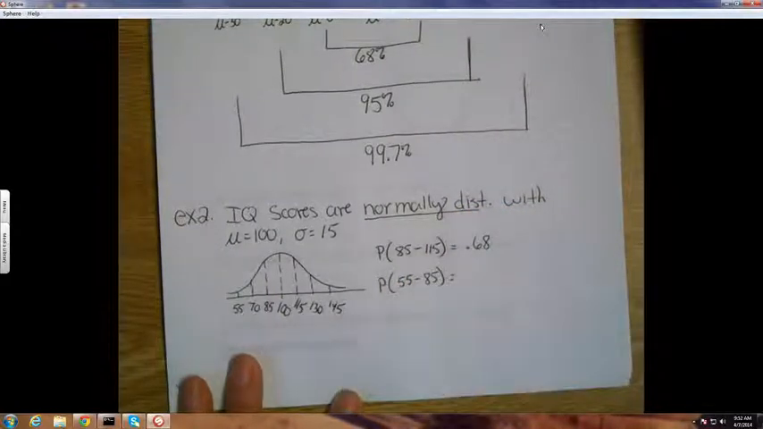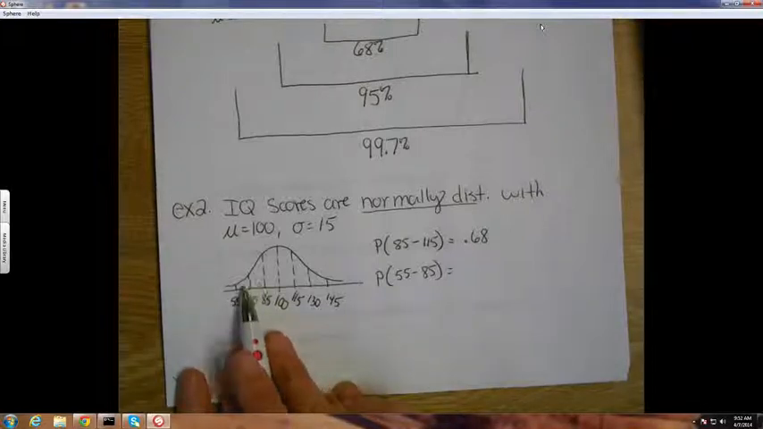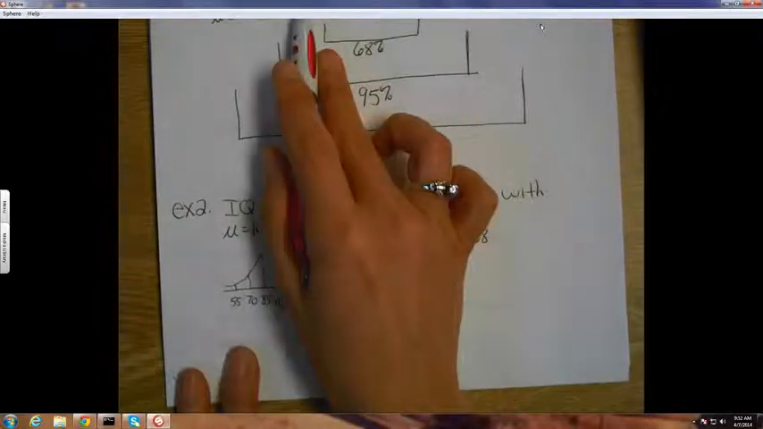The probability that the person you pick is between 55 and 85 IQ score. What do I have to do to get that one? It's these bottom two chunks here. So which two are they? It's the 13.5 and the 2.35?